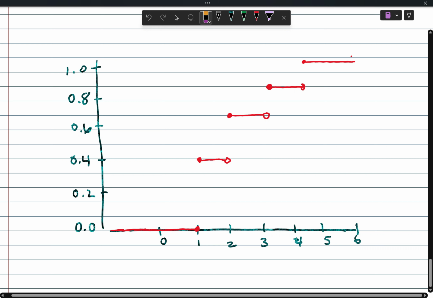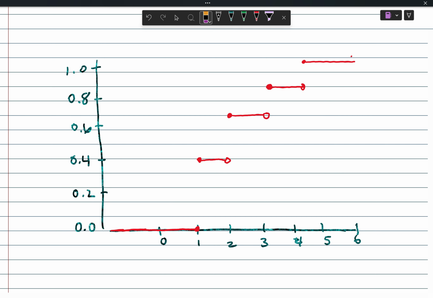So for this example, the function F(x) is plotted in this figure that you see right in front of you. Functions with plots such as the figure that you see are things you might have heard of. They're called step functions, or sometimes jump functions.